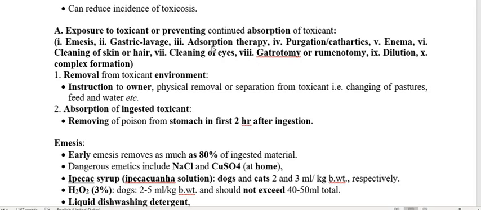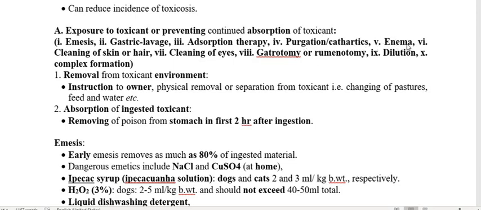So that is why we have to go through the adsorption therapy. And simultaneously we have to go through the purgative or cathartic. Through the adsorption, the toxicant is going to be adsorbed, and that should be removed out by giving the purgative or cathartics. And also we have to simultaneously run the enema.